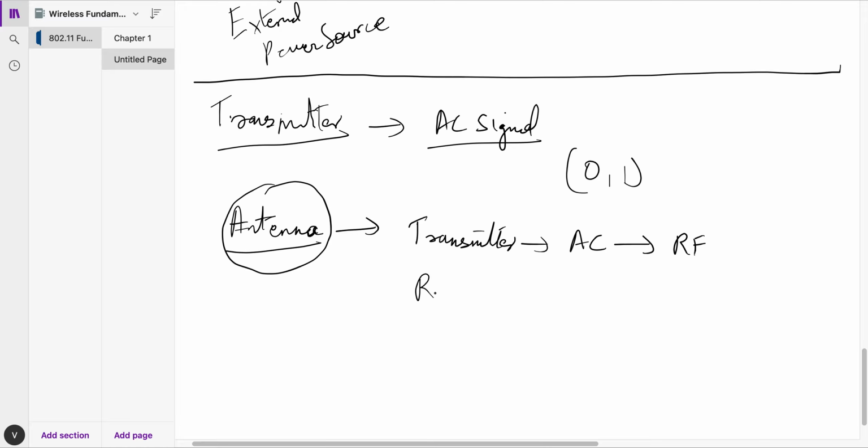When connected to the receiver, it takes the RF signal and changes that into AC and sends it out to the receiver. I'm sorry, I'll just correct that.